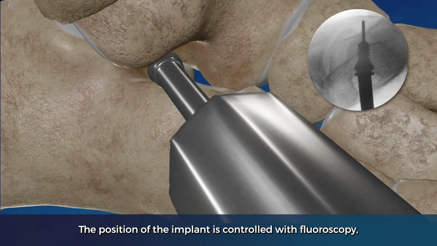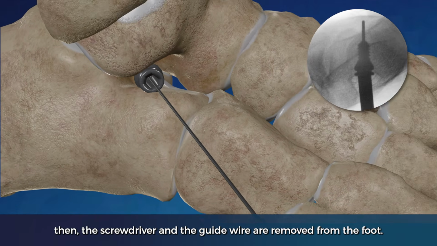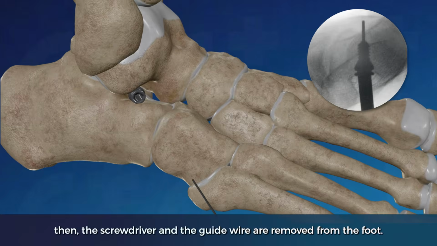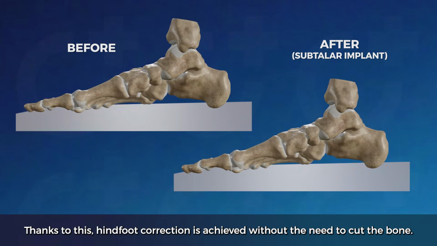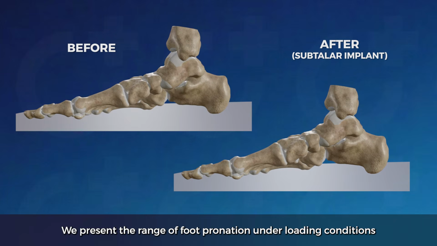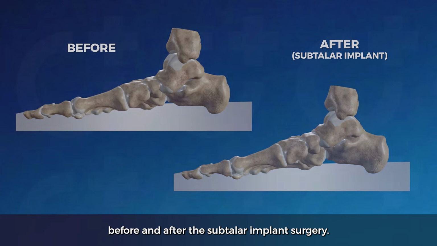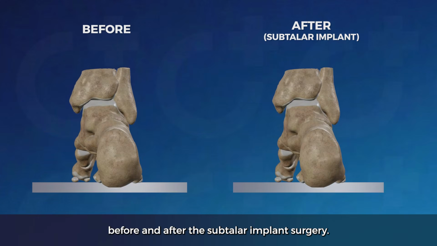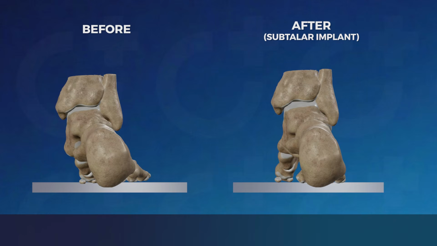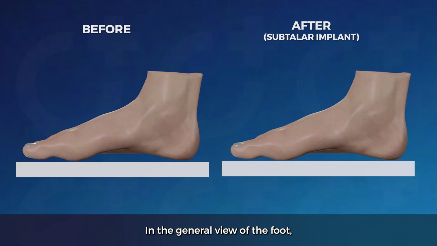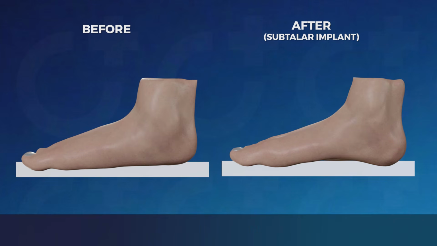The position of the implant is controlled with fluoroscopy. Then the screwdriver and guide wire are removed from the foot. Thanks to this, hindfoot correction is achieved without the need to cut the bone. We present the range of foot pronation under loading conditions before and after the subtalar implant surgery. In the general view of the foot, we can also see a reduction in foot overpronation.